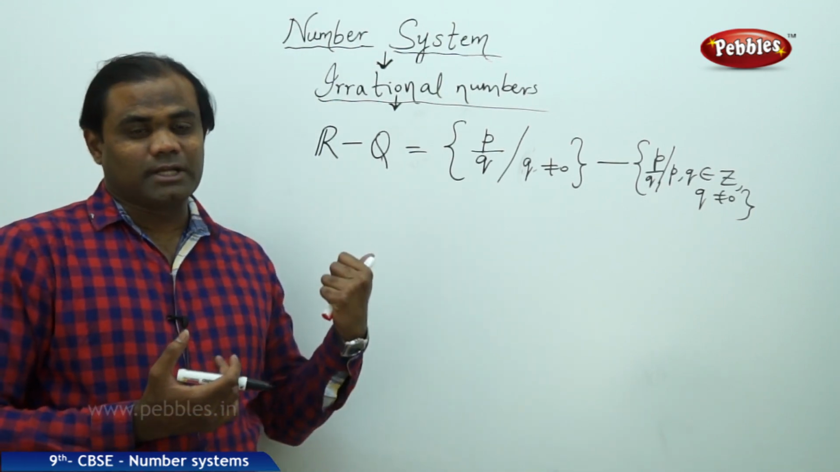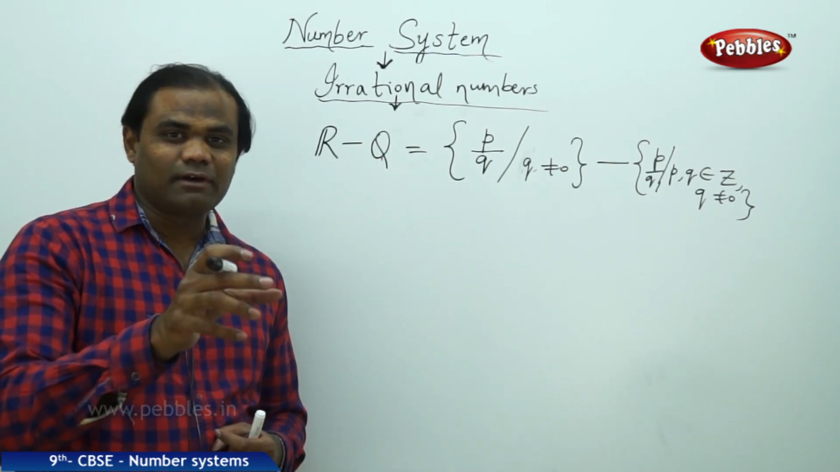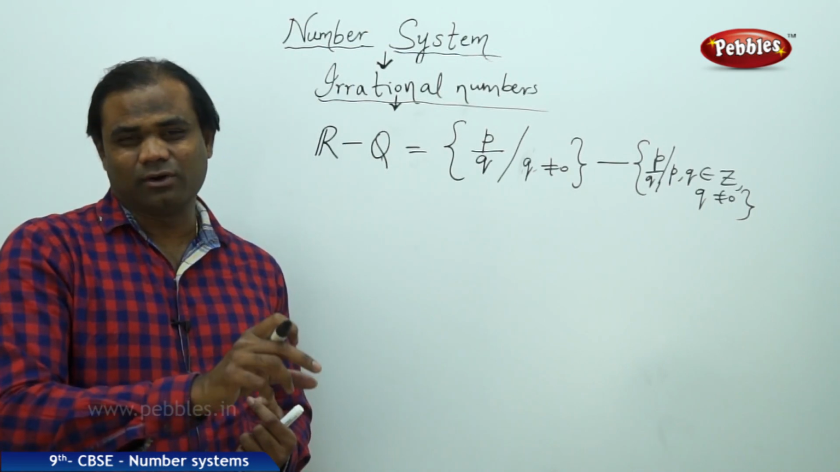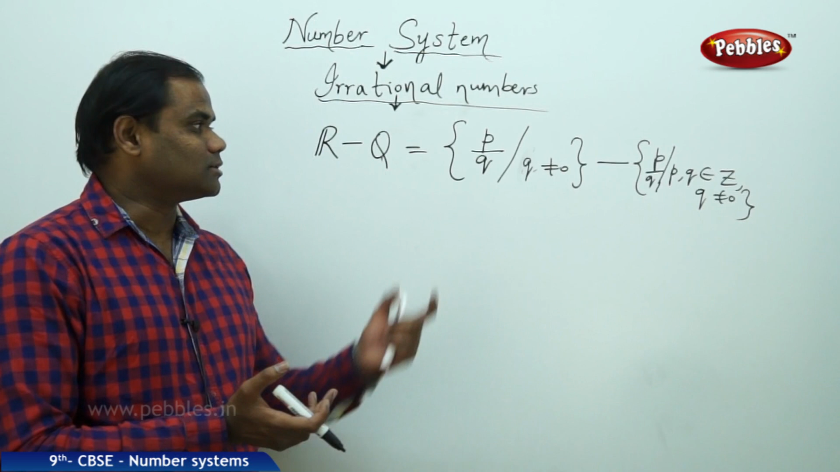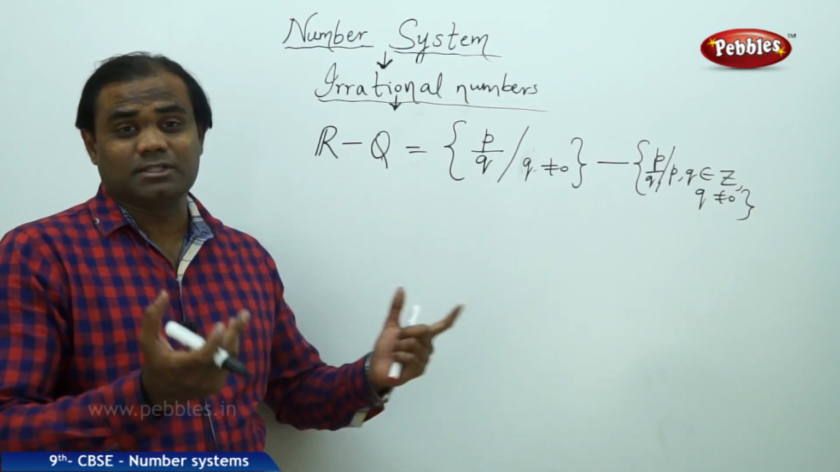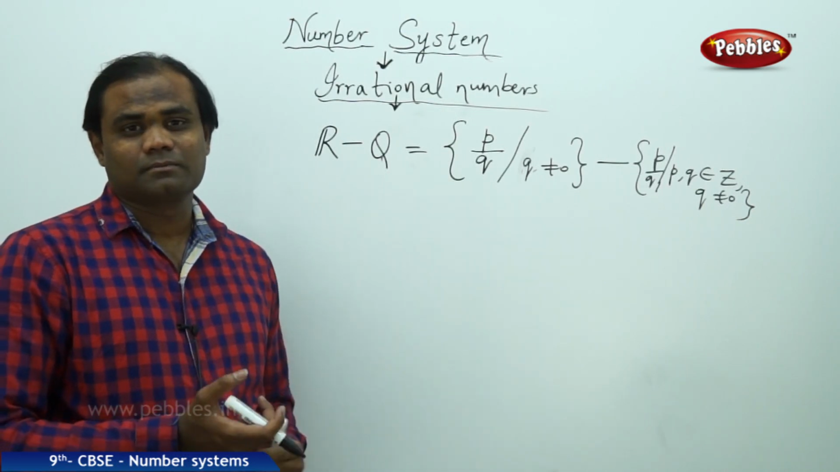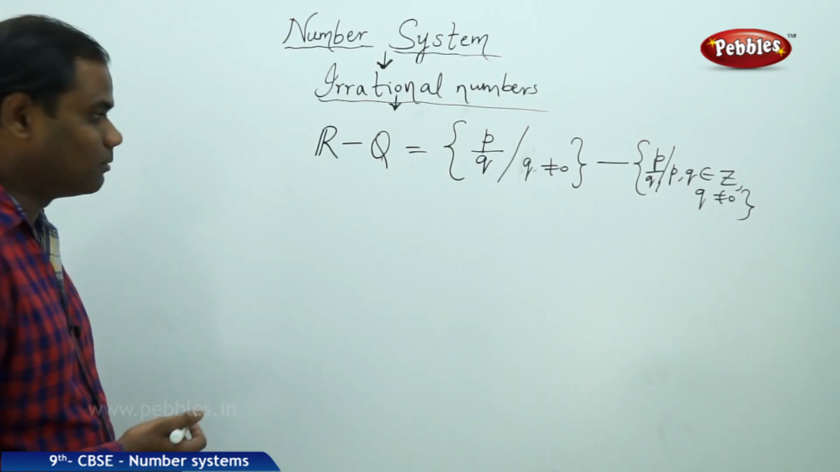Before we try to identify an irrational number, the easiest approach is to identify whether the given number is a rational number or not. If the number is a rational number, it is not irrational. If the number is not a rational number, then it must be an irrational number. Let's start with an example problem.